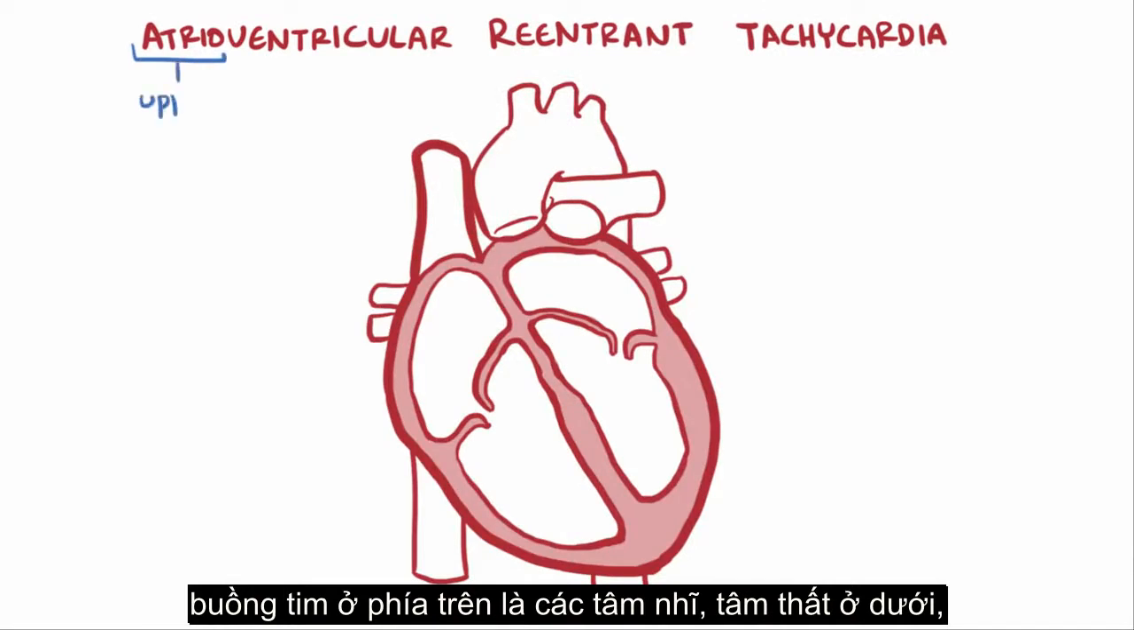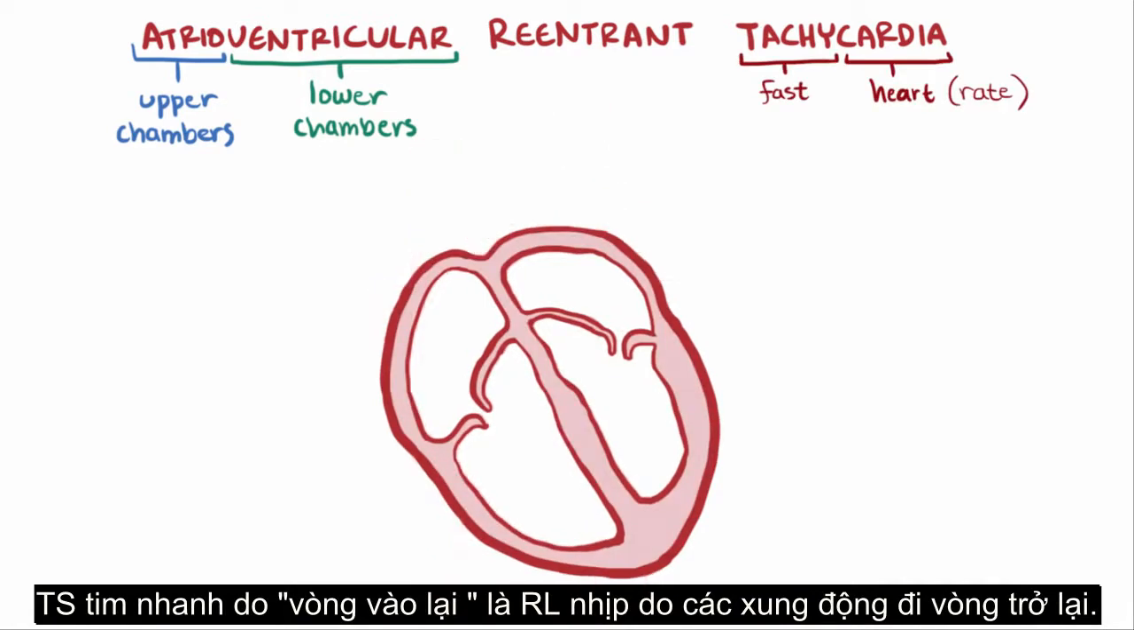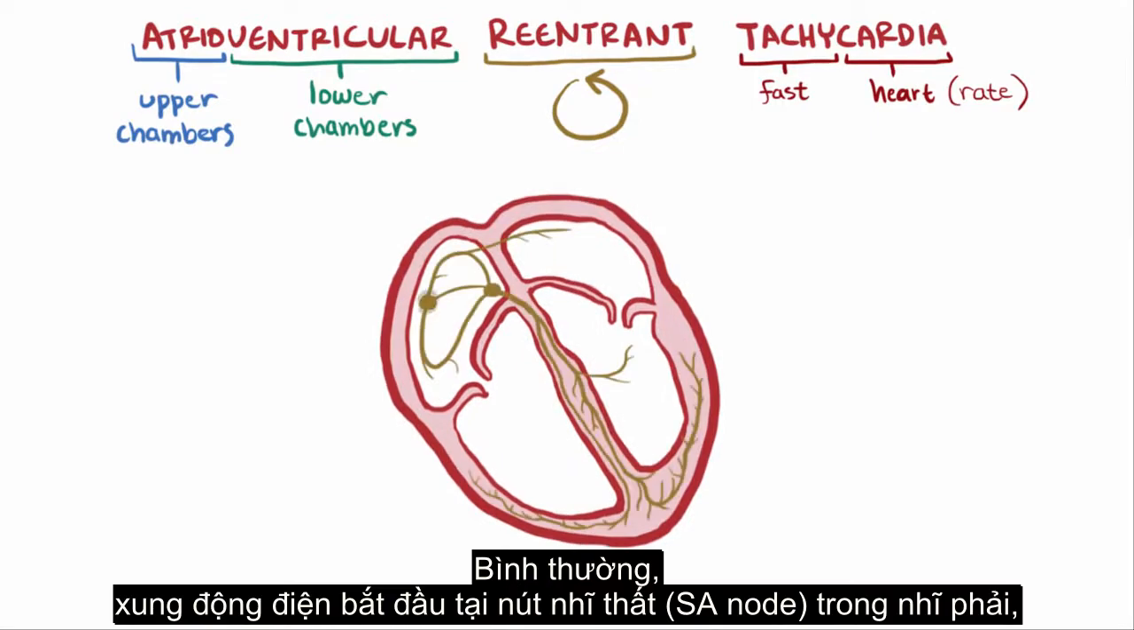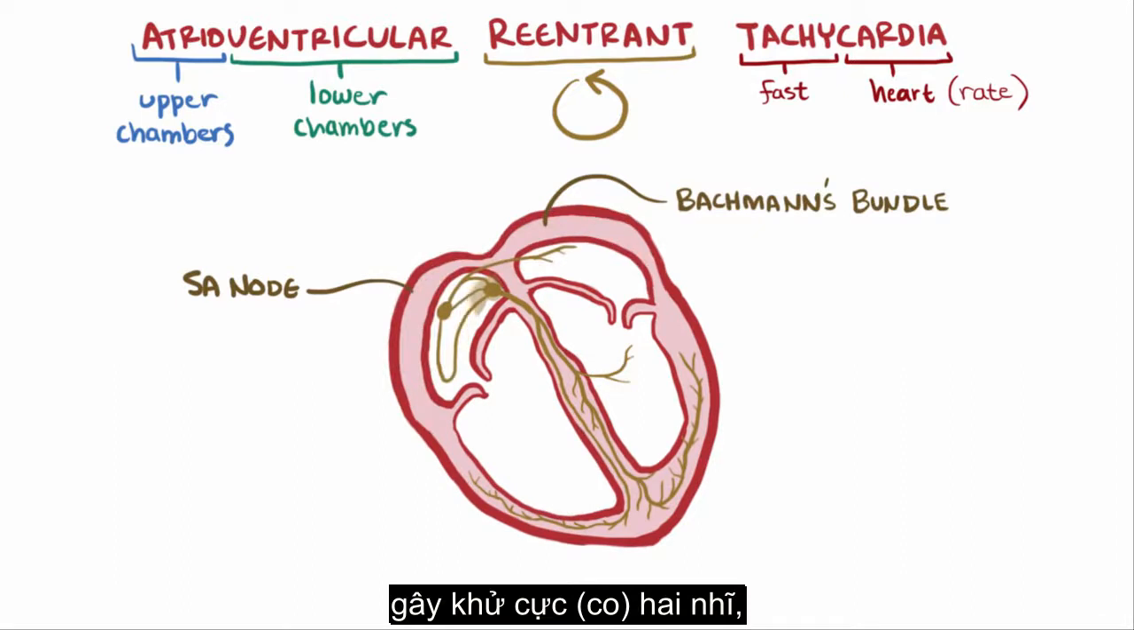The atria are the heart's upper chambers, and the ventricles are the lower chambers. Reentrant tachycardias are fast heart rates caused by electrical signals that loop back on themselves. Normally, an electrical signal starts at the sinoatrial or SA node in the right atrium. It then propagates out through both atria, including Bachmann's bundle in the left atrium, and then contracts both atria.